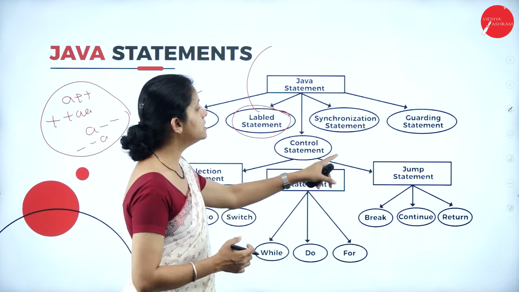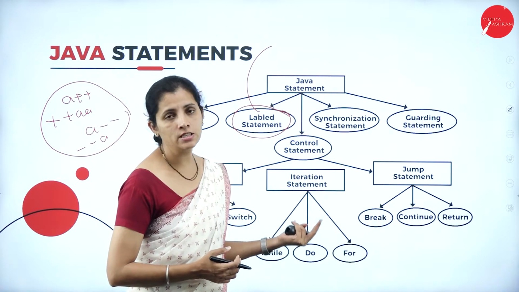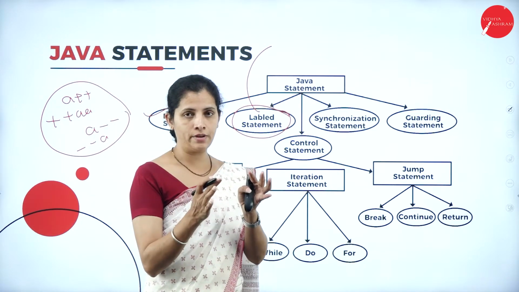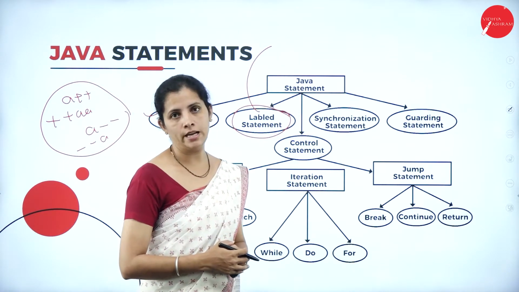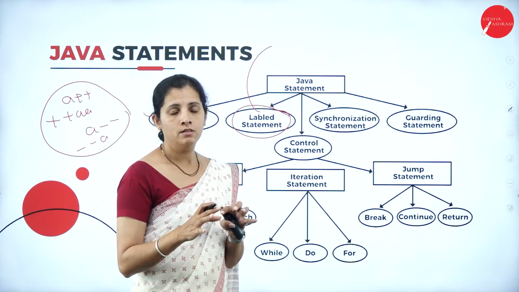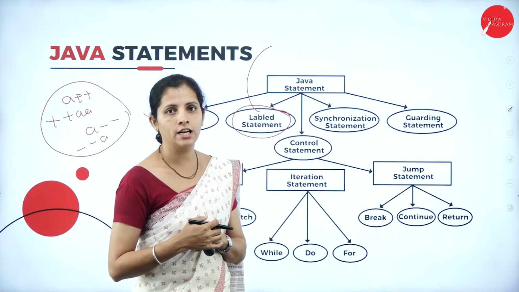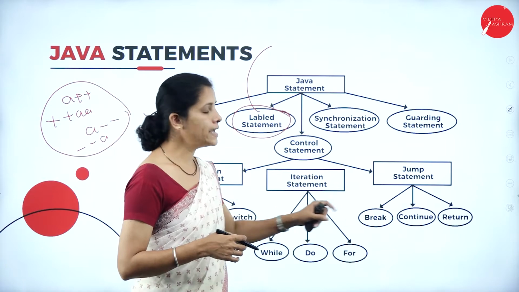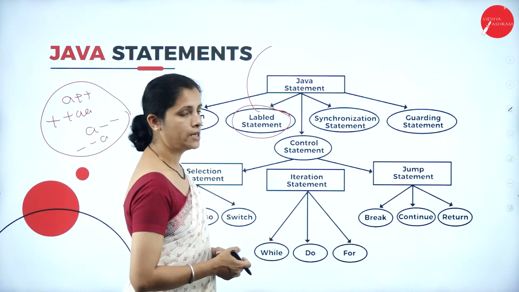Now, if I consider jump statement, I'm going to have conditional jump and unconditional jump. That means when the particular condition is satisfied, jump from one block to another, that is conditional jump. And I'm not going to specify any condition, but still I'm going to jump from one block to another block, that is unconditional jump. Under jump statement, I'm going to have break statement, continue statement, as well as return statement.